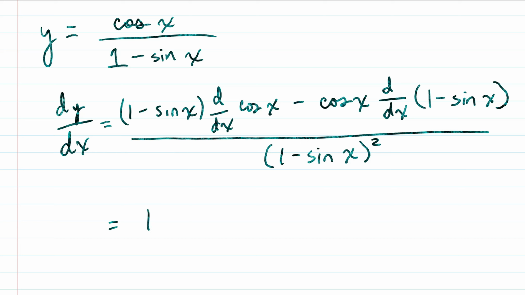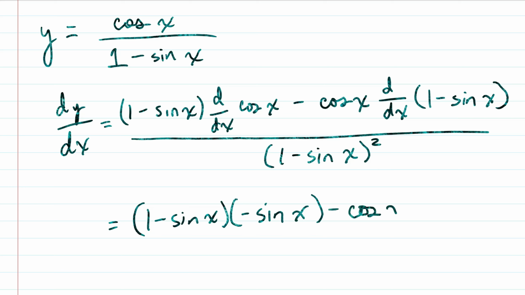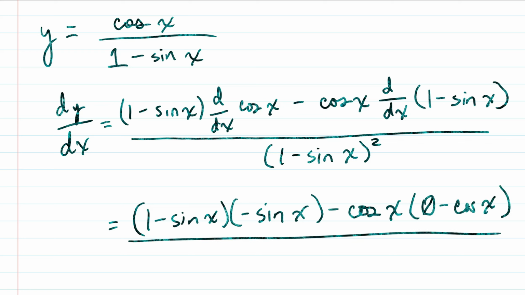Okay, so now we have 1 minus sine x, and then we're told to take the derivative of cosine x, which is negative sine x. Again, you can just refer to your sheet, or you could come to memorize these. And then that's minus cosine x times the derivative of 1 minus sine x. Well, 1 minus sine x has two terms, so we can use that sum difference property. The derivative of 1 is 0, right? And the derivative of sine x is cosine x. And this is all still over 1 minus sine x squared.